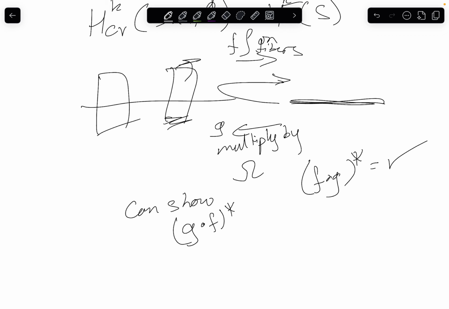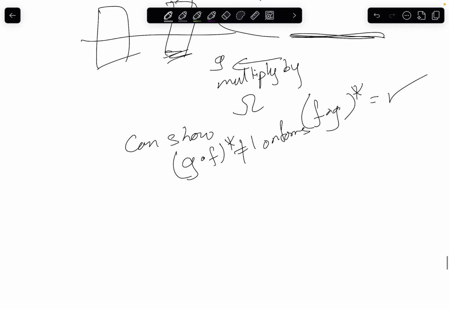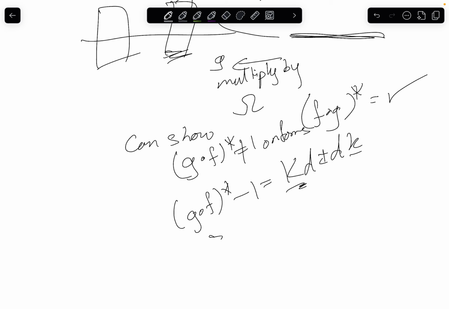This is not equal to 1 on forms, but again, you have this sort of a trick where you have something called a homotopy operator, where if you take this minus 1, this is equal to something, which you can check the book, plus or minus dk, and this is some operator on differential forms, and this shows that G composed with F star is equal to 1 on cohomology.